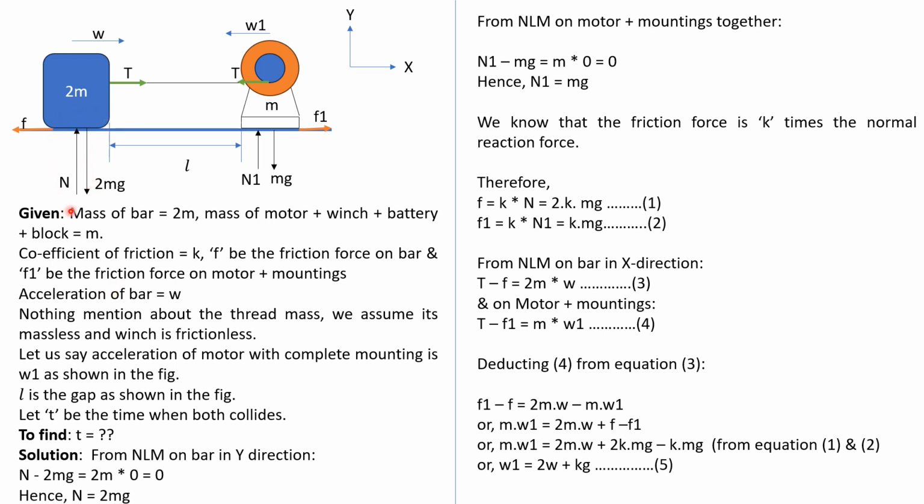So let us write Newton's law of motion on the bar in the y direction. In the y direction, only two forces are acting. One is the normal reaction and one is its weight. So N is acting upwards, so N is positive. Weight is acting downwards, so weight is written negative. And there is no acceleration in the y direction. So therefore, N minus 2mg will be 0 and N will be equal to 2mg.